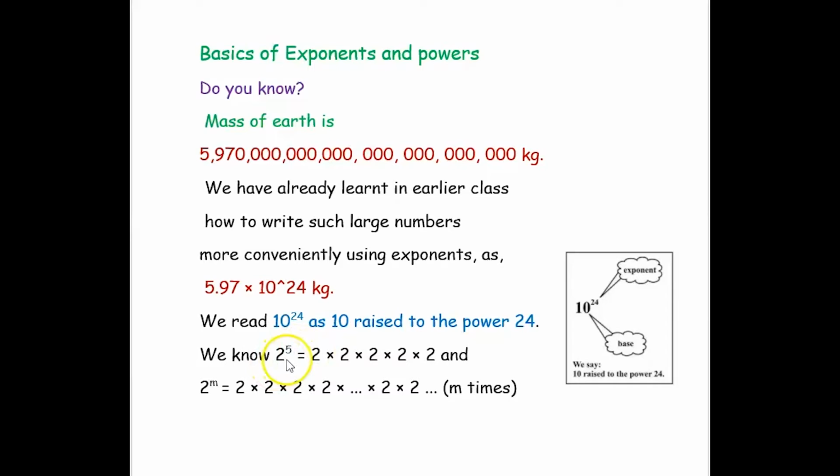We can express 2 to the power 5 as 2 repeated 5 times, so 2 into 2 into 2 into 2 into 2. Similarly, we can write 2 raised to the power m as 2 repeated m times, 2 into 2 into 2 and so on. m may be any number. So these are all powers with positive exponents. Here the exponent is the number on the top.